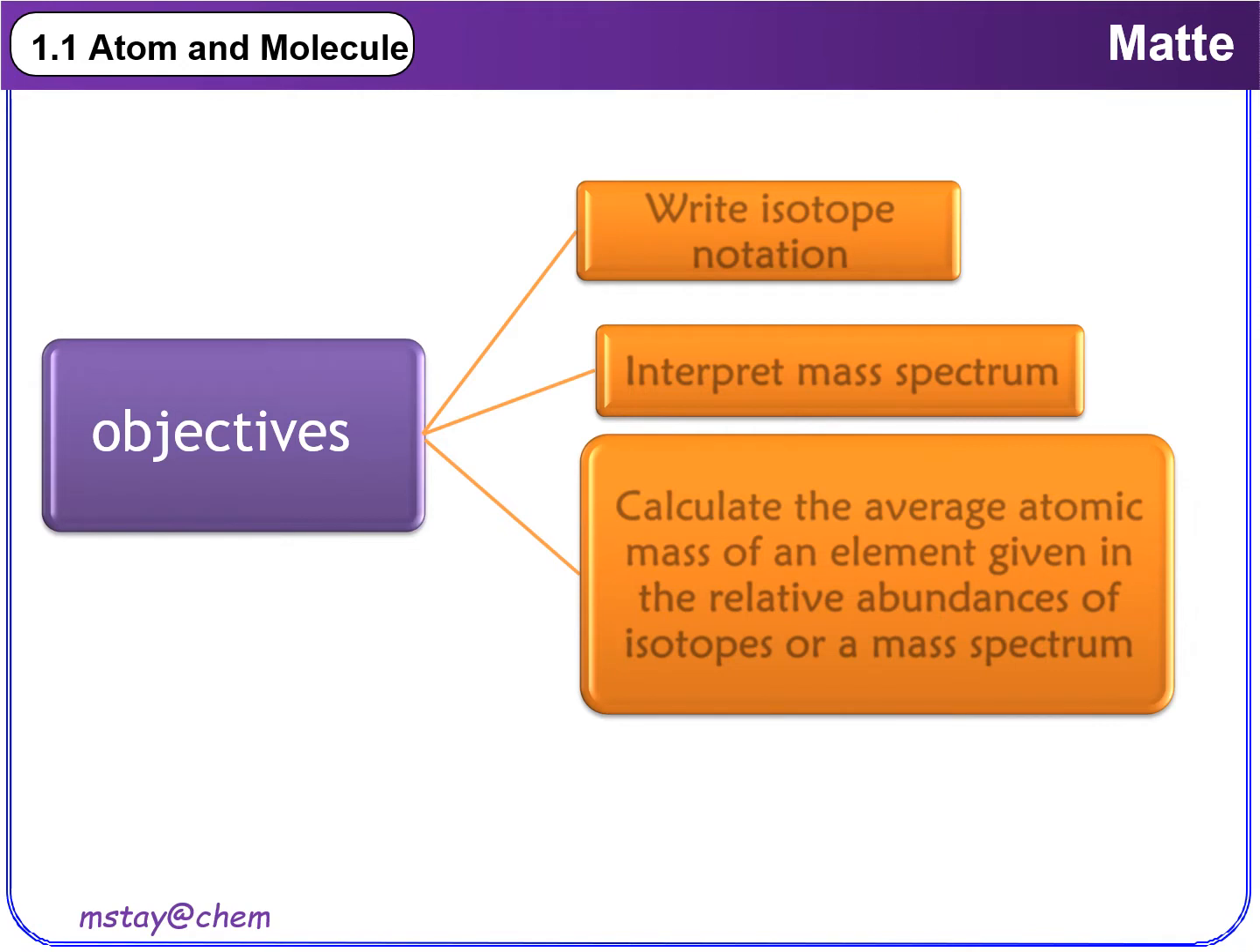Okay, now let's check out the objectives for chapter 1.1. There are 3 objectives. First, we need to write down the isotope notation. Second, we need to interpret the mass spectrum. And number 3, we have to calculate the average atomic mass. However, no worry, in this video, we only focus on isotope notation, not the whole chapter 1.1, yeah?